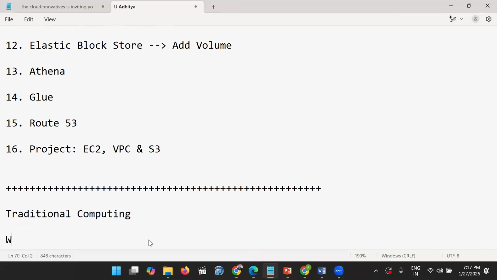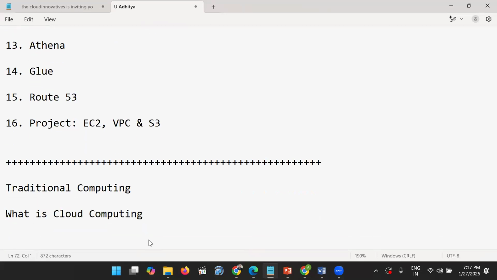And then, what is cloud computing? What are the different types of clouds? We also call them deployment models. Those concepts we have to cover.